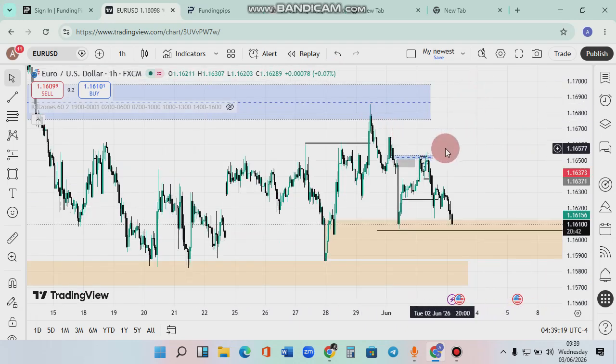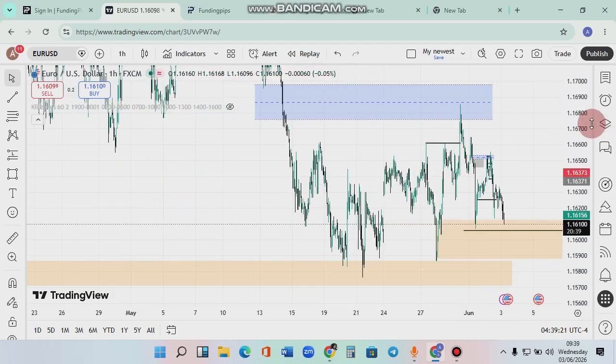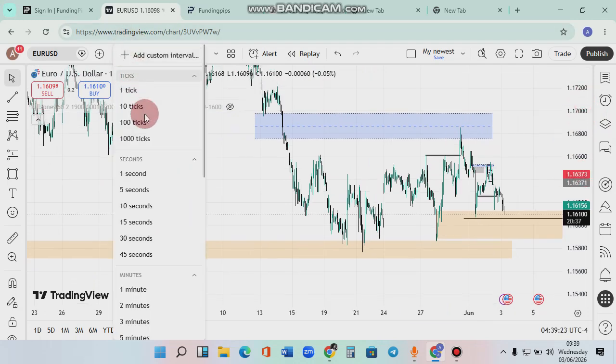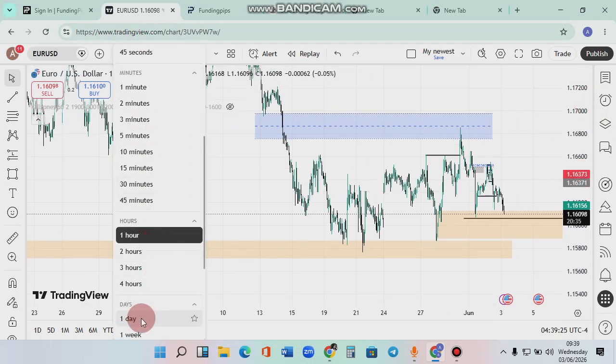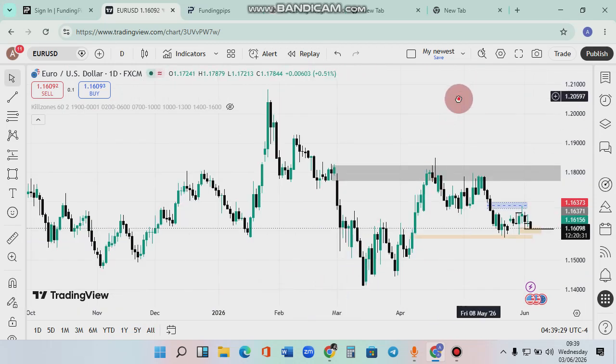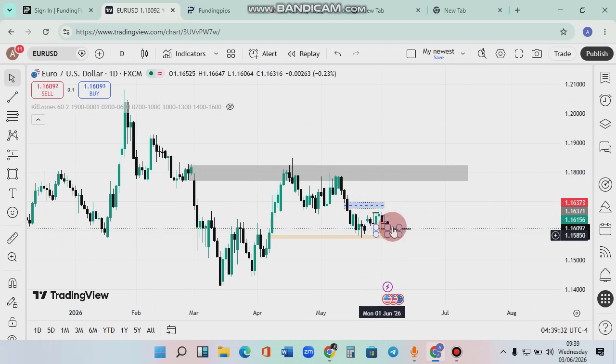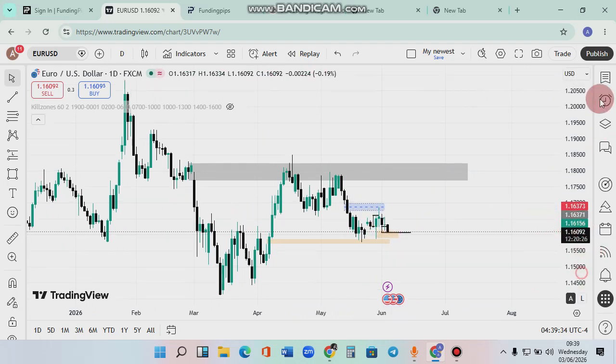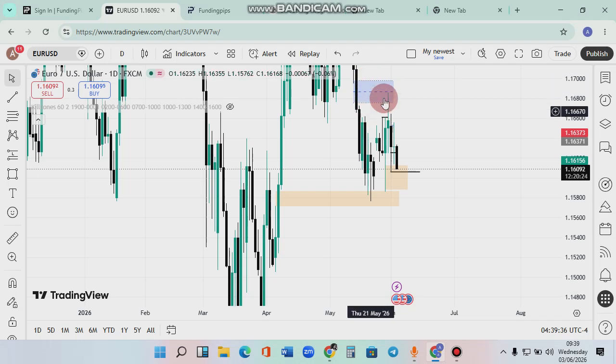However, this fair value gap right here is a daily fair value gap. Let me go back to daily. What I said does not mean that we will not expect some bearish reaction, because of this fair value gap. Definitely there's going to be a bearish reaction off this place.